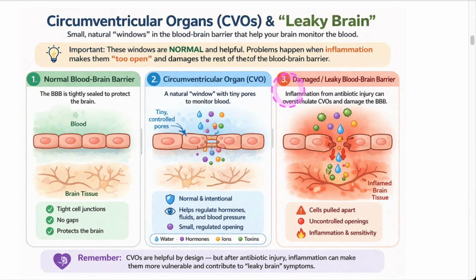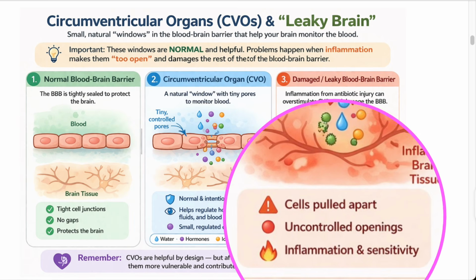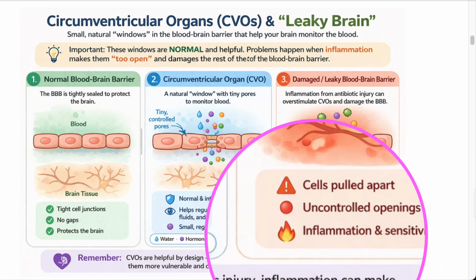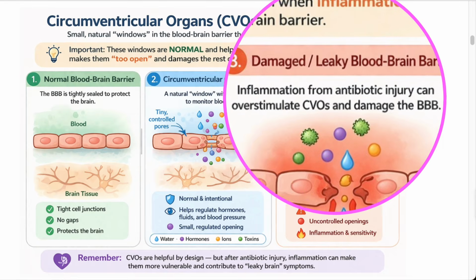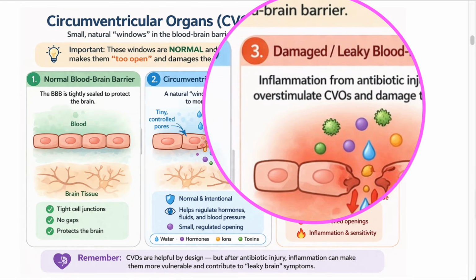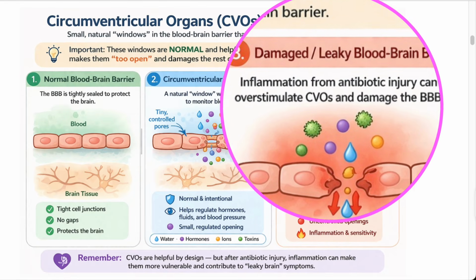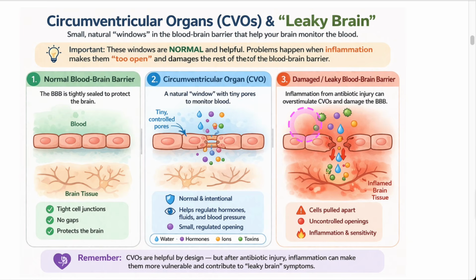Now, here's what happens when you have leaky brain or your brain is damaged. What happens to the window, the CVO? It's completely torn apart. Bam! Bam! Things get in there. Things get in there and cause neuroinflammation. So cells are pulled apart, uncontrolled openings, inflammation and sensitivity. This is crazy what happens. Inflammation from antibiotic injury can stimulate the CVOs and damage the blood-brain barrier.